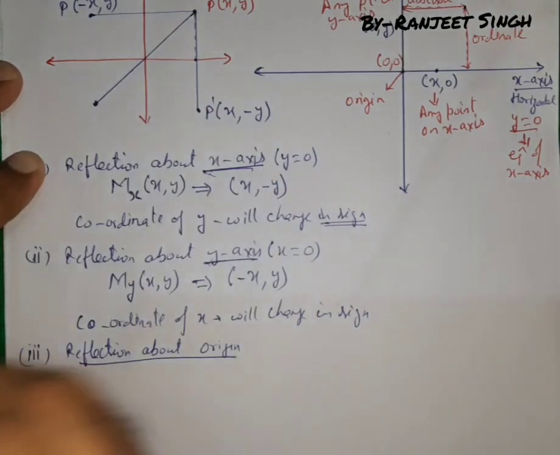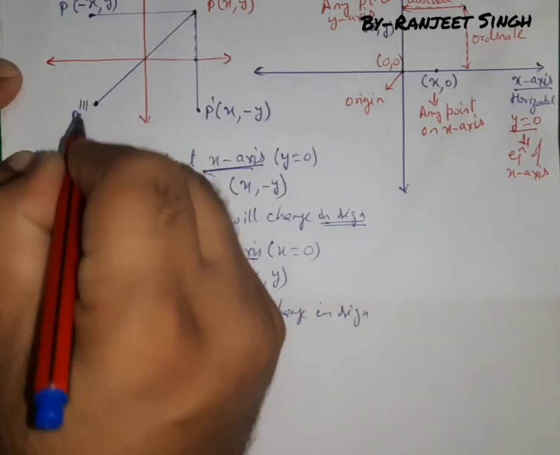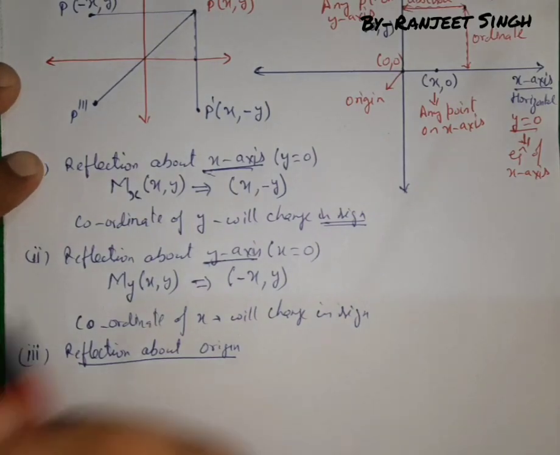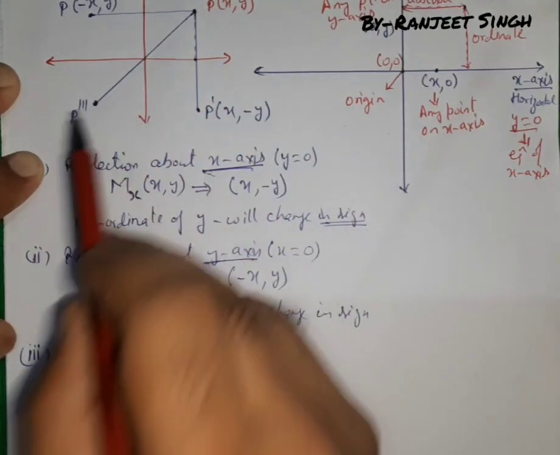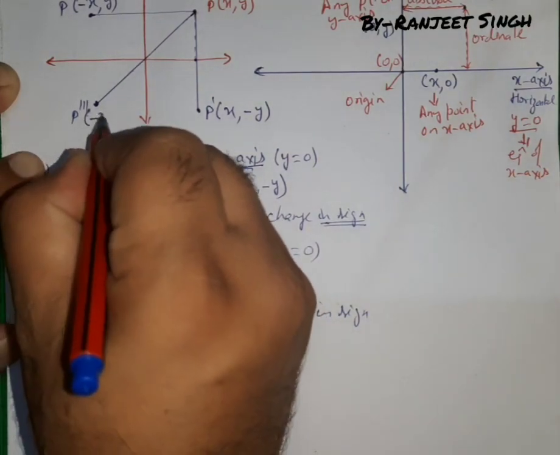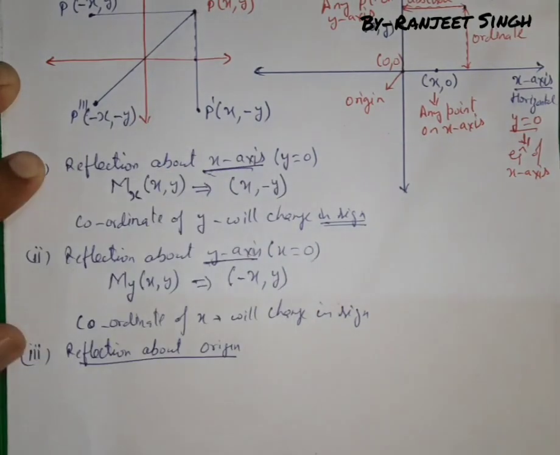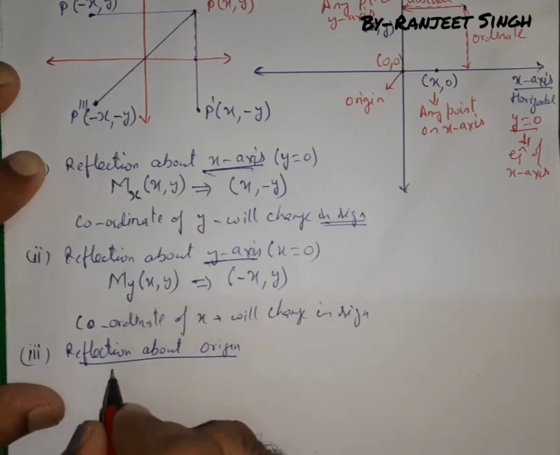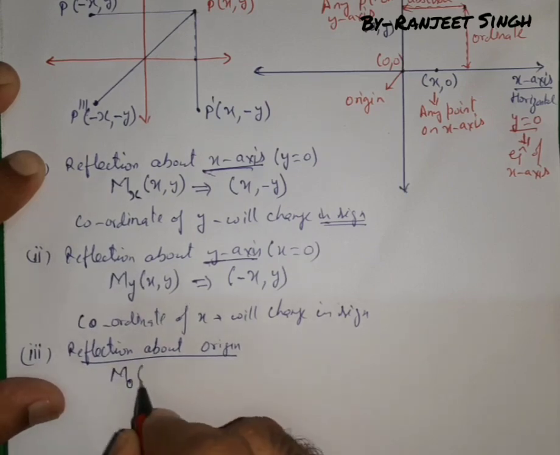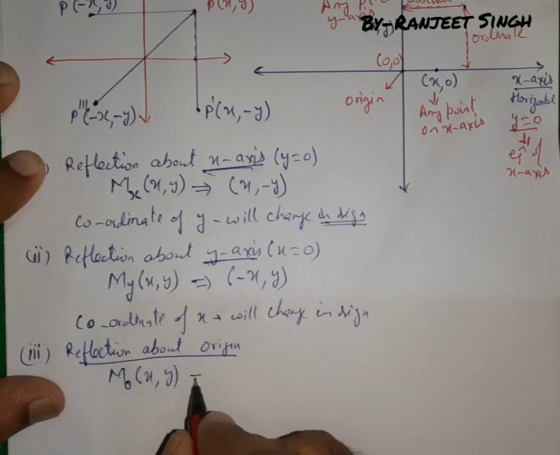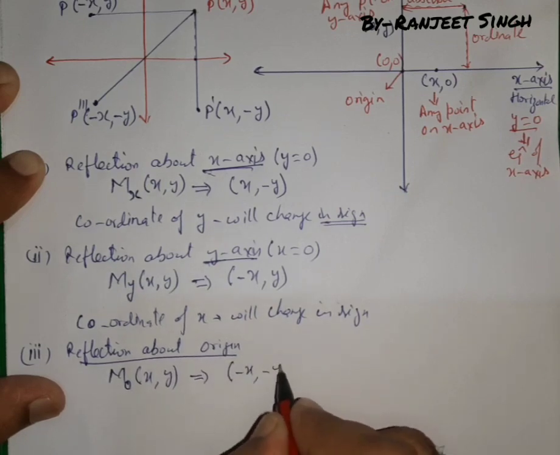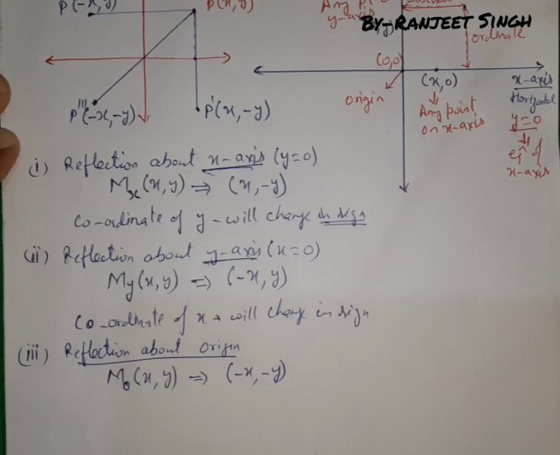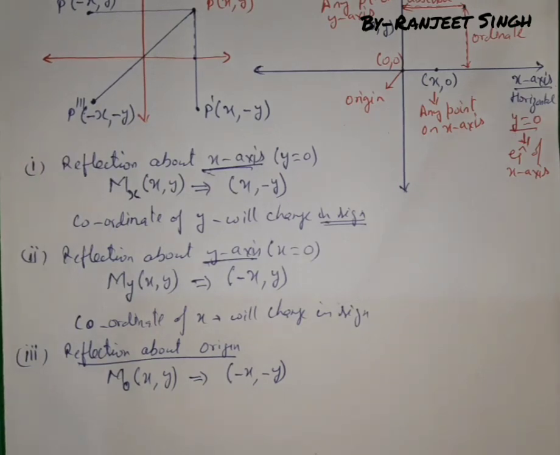For the time being, I am representing this by P triple dash, and here both the points will change. Means x will change to minus x and y will change to minus y. So this is represented by M of O (x, y), and this will be (minus x, minus y). So in the case of reflection about origin, both the coordinates will change. For understanding this, we can take some examples.